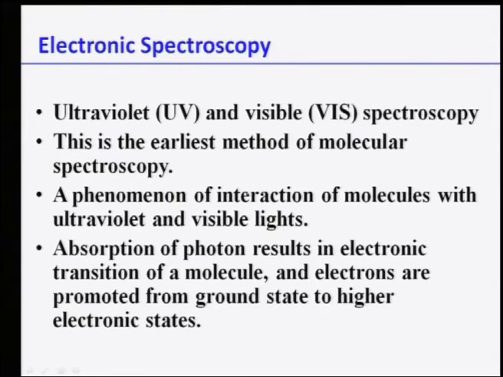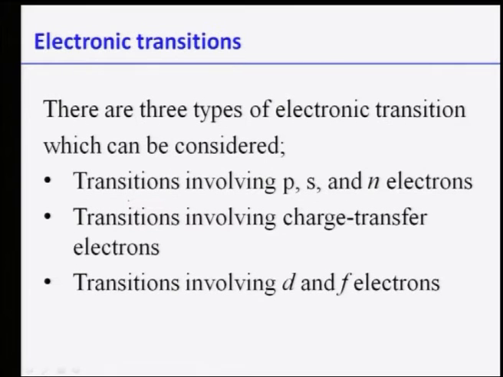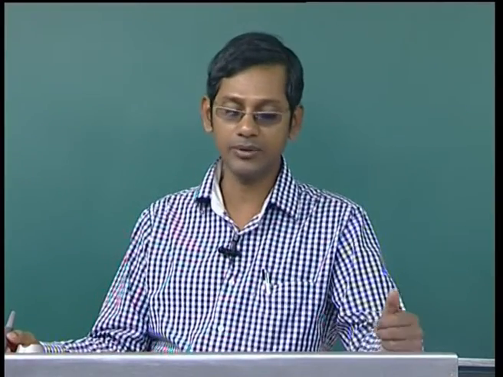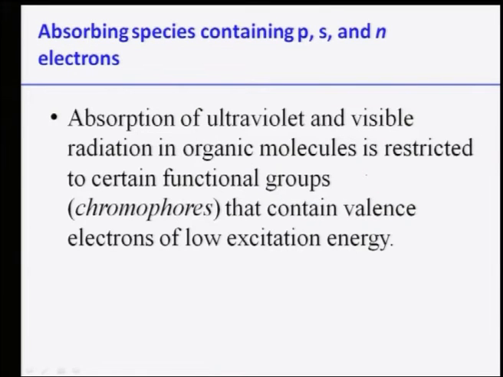In UV and visible spectroscopy, the interaction of the molecules and the absorption results in electronic transitions, as I have also told. The most important thing is that these are used to detect the presence of chromophores like dyes, aromatics, polyenes or conjugated systems. We will also discuss what these are. I will discuss these different electronic states. There are three types of electron transition which can happen. One involves pi, sigma and n electrons, and these transitions basically involve charge transfer, and transitions involving d and f electrons are also possible in metal ions like transition metals.